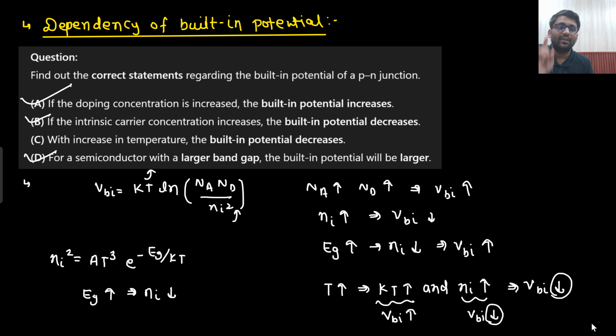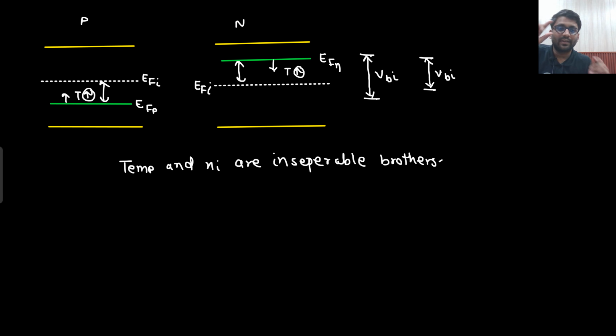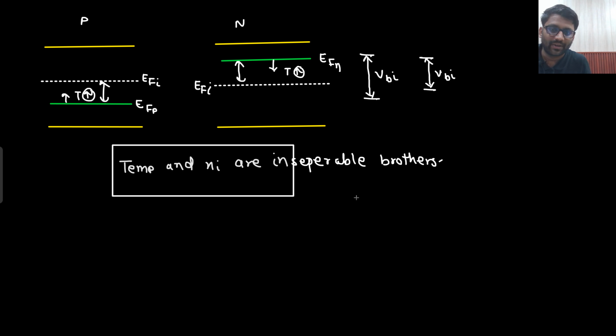This thing I told like 10 times, that if temperature increases, that means our semiconductor will move towards being the intrinsic semiconductor, right? I hope you remember the plot as well, Ni versus temperature plot. So we will be moving towards being the intrinsic semiconductor. I told that that plot is also very, very important. So you go and check out in the basic semiconductor physics that if temperature increases, this EFN would come downward and this EFP would go upward. That means built-in potential will decrease. So what I am saying is that temperature and Ni are inseparable brothers.